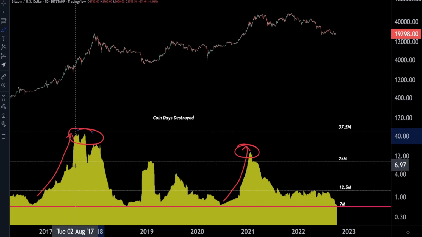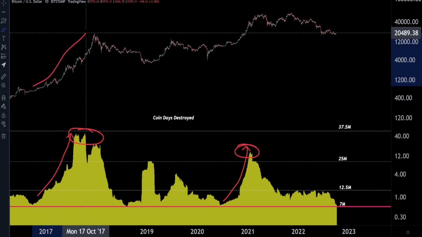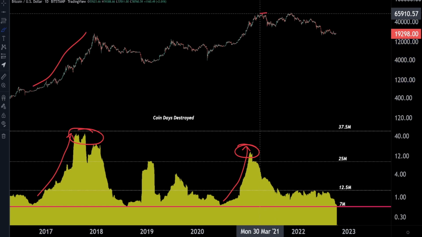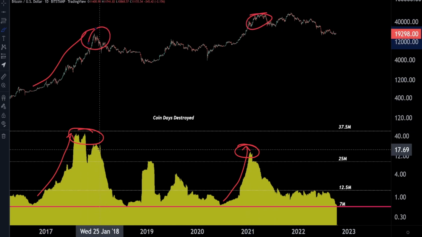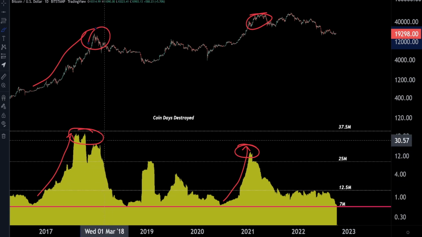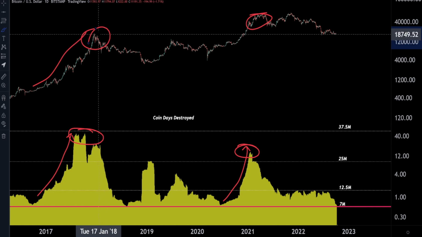The other thing that's important and critical: smart money are the guys who hold for a long time. When do they sell? They sell in the bull markets. They're selling here and they're selling here. Then you see the coin days destroyed rapidly fall off. And we know there's capitulation. So why are the coin days destroyed falling off if people are capitulating? It's because the only people that are capitulating are the dumb money, the retail investors.